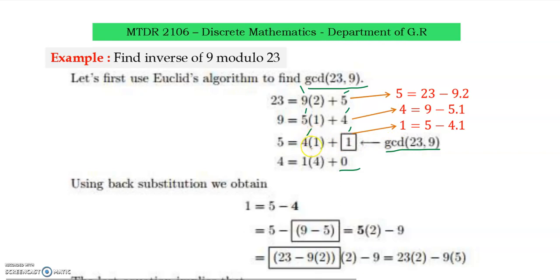I can rewrite this equation as 1 is equal to 5 minus 4 multiply 1. Similarly, from here, 4 is equal to 9. I write this term on the left side, so 9 minus 5 into 1. Similarly, I can do this here.